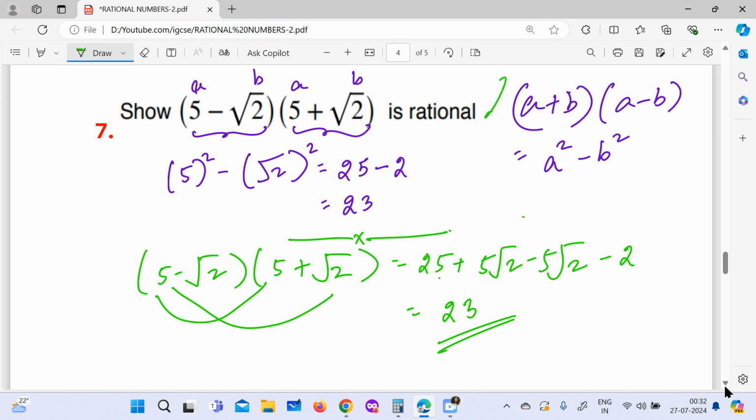But this is one important rule, because this is introduced to you for this kind of question. So you must follow this pattern to solve this question. So let's move to the next question.